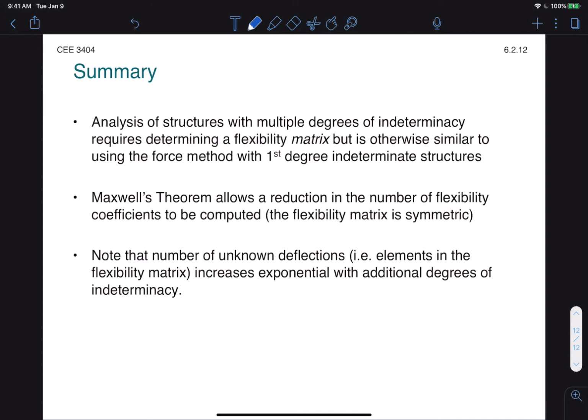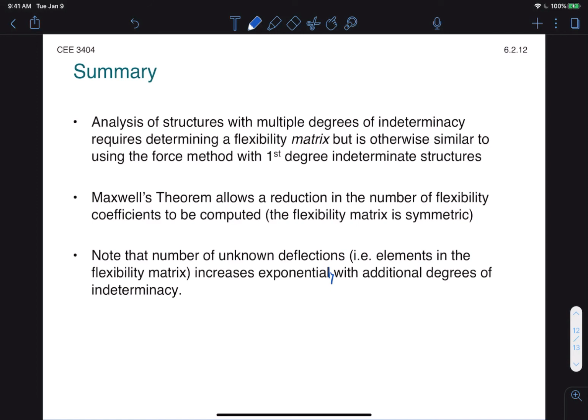The thing to note is that the number of unknown deflections, right, the elements in the flexibility matrix, as well as your deflections for your zero system, do increase exponentially with additional degrees of indeterminacy. So for 3, now you have to solve for a total of 9 unknown displacements, even if you're using Maxwell's theorem to save you computation. So it gets progressively harder, so not a great tool for anything probably over 2 or 3, unless you want to do a ton of work. Okay?